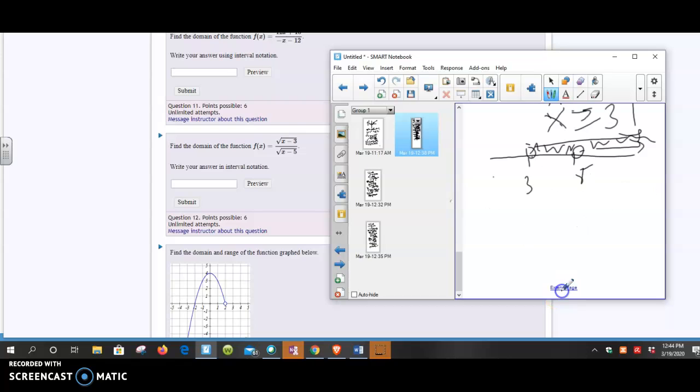Okay. So what we're going to do there is we're going to say negative infinity up to 3, soft bracket, and 3 to 5, soft bracket, and 5 to positive infinity.